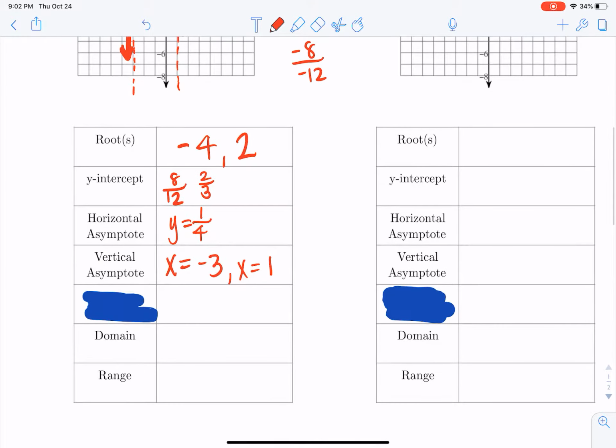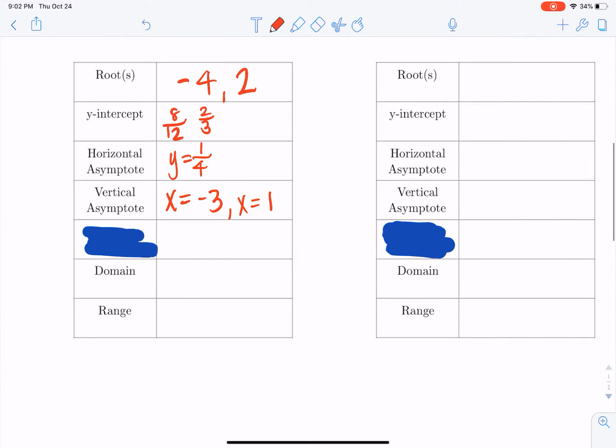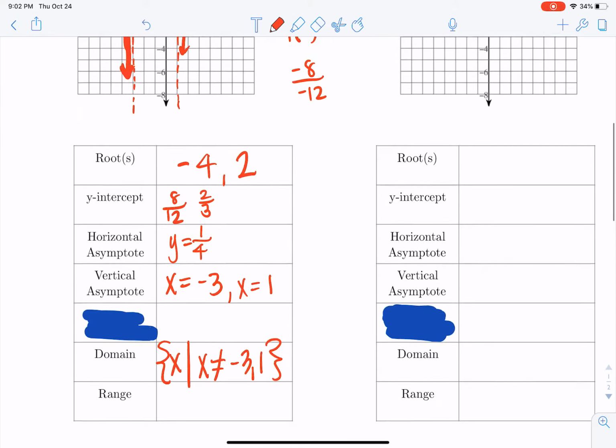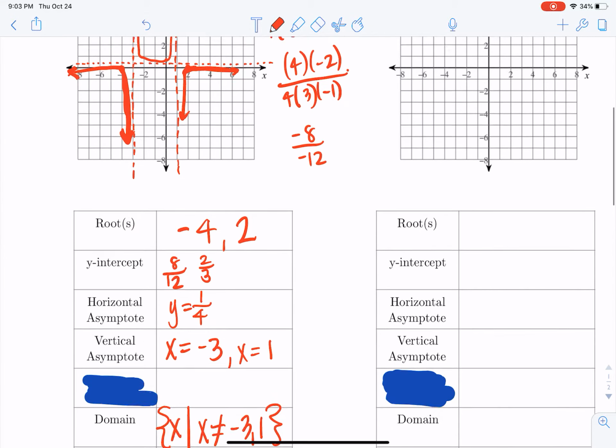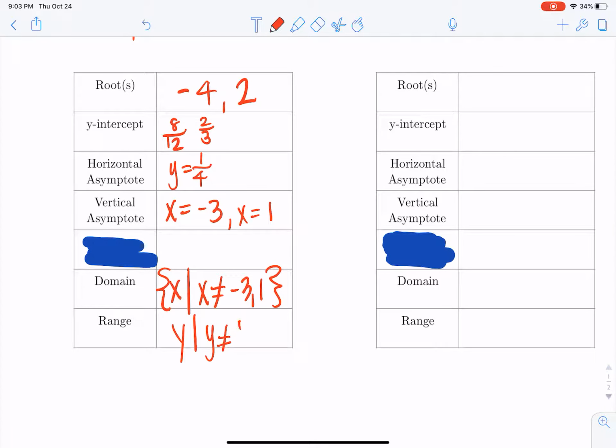I can come down here and keep filling in. My domain is x values such that x is not equal to -3 or 1. And my range is y values such that y is not equal to 1/4.